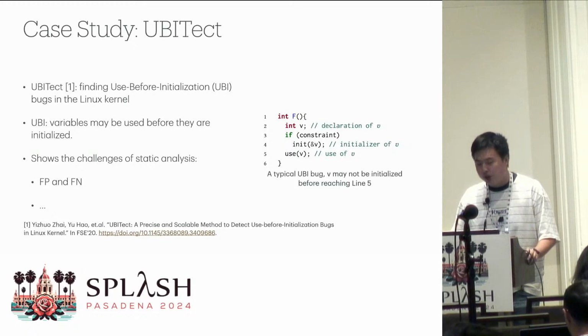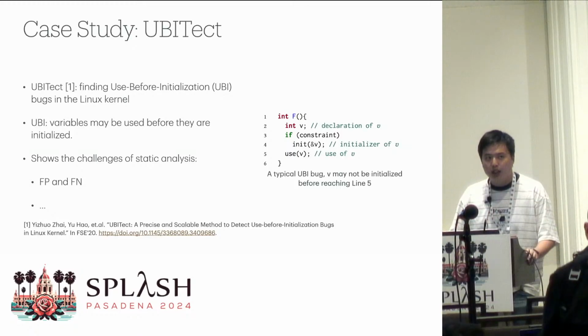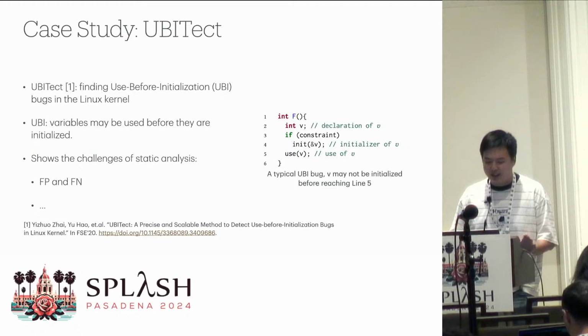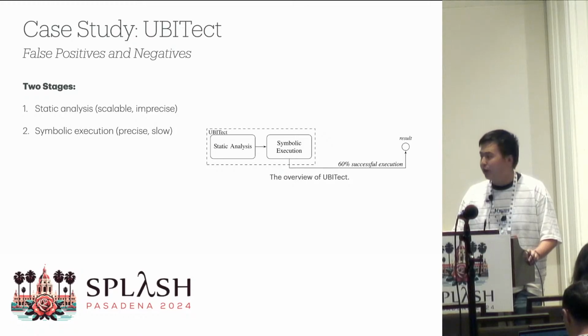The reason we chose UBITect as our target is that it shows many of the disadvantages of static analysis, for example, false positives and negatives. UBITect has two design stages. The first stage is static analysis, which is scalable but imprecise. It is followed by symbolic execution, which is very precise, but of course slow.